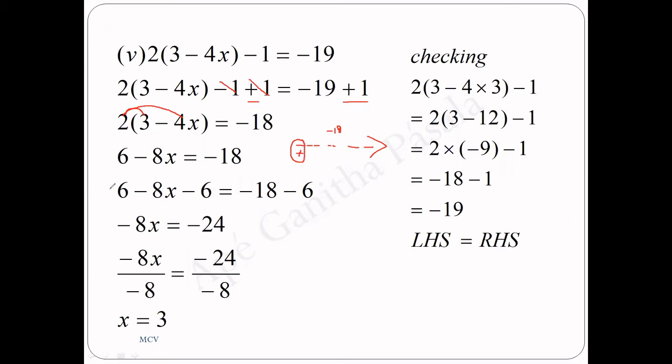Here 6 means plus 6. So to cancel out plus 6, you can put minus 6 to both sides. Put minus 6 to this side and this side. Now cancel this plus 6 with this minus 6. So what is remaining in the left hand side?